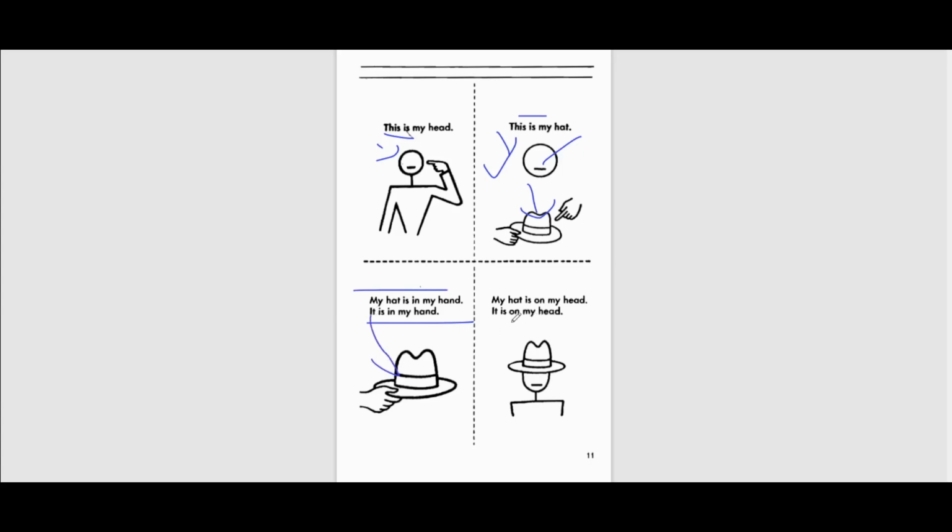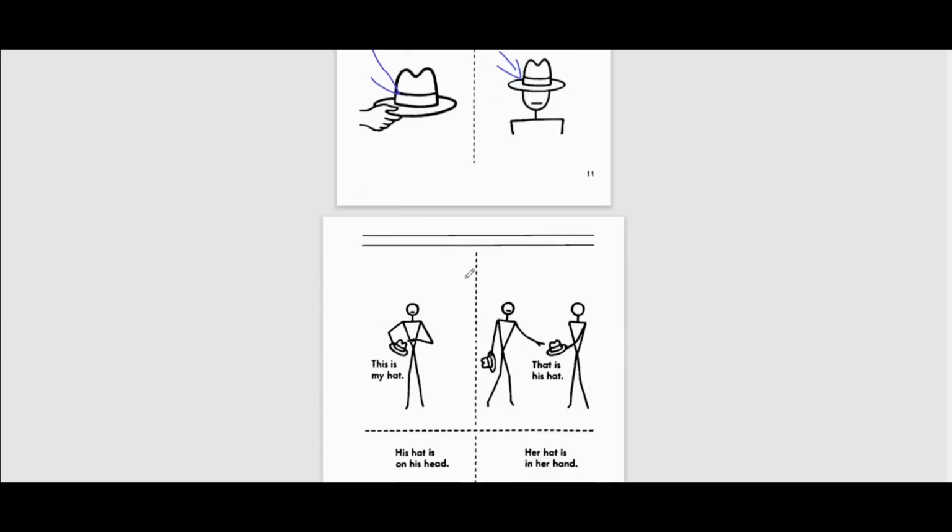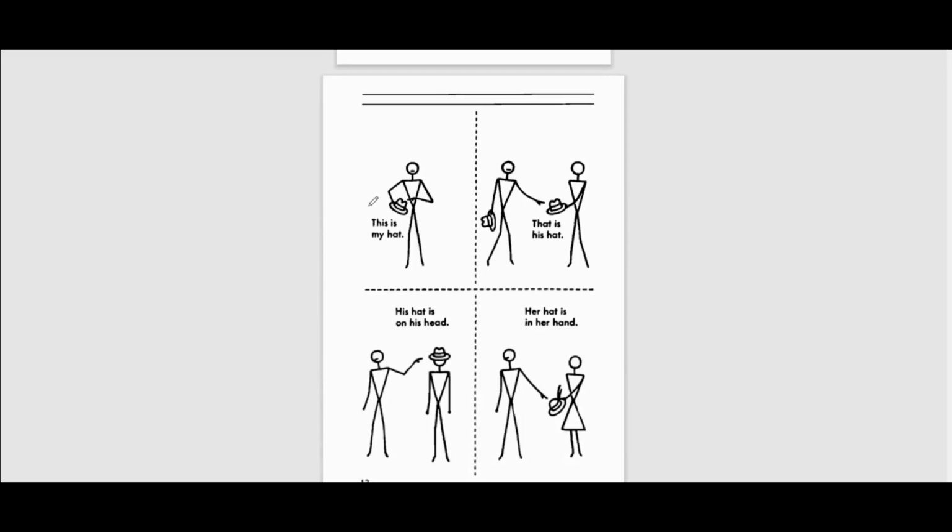My hat is on my head. It is on my head. Once again, the same thing. It's his and it's it, so you use it. This is my hat. That is his hat because it's his. This isn't my hat anymore. This is that guy's hat, so we use that.